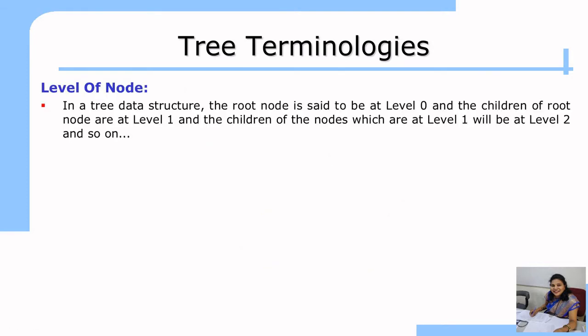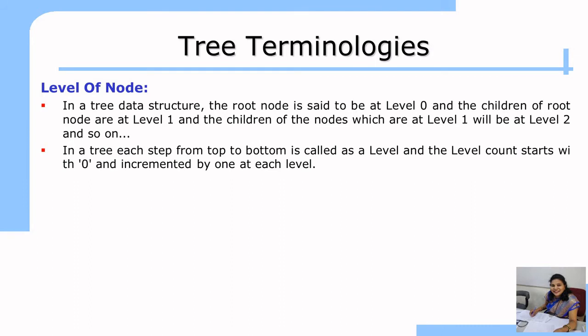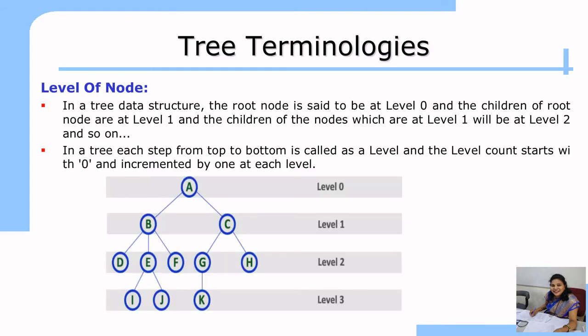The next terminology is the level of a node. In the tree data structure, the root node is said to be at level 0, and the children of the root node are at level 1, and the children of the nodes which are at level 1 will be at level 2, and so on. In a tree, each step from top to bottom is called a level, and the level count starts with 0 and is incremented by 1 at each level.